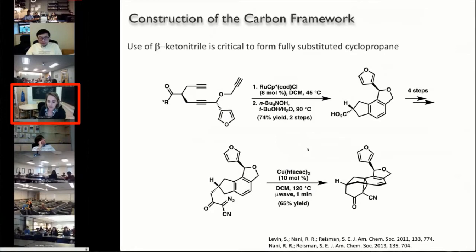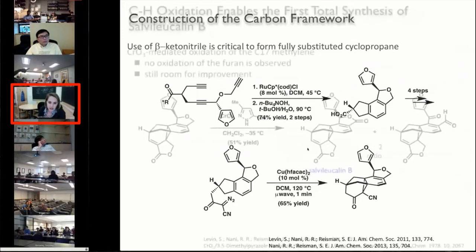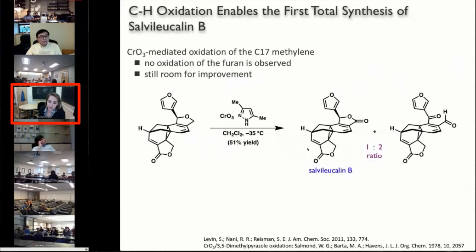And I'll just point out that we're forming here a fully substituted cyclopropane, which was something for which there was essentially no precedent. And in order to achieve that cyclopropanation, it was important that we had this beta-ketonitrile as our diazo group. So we were able to solve these problems, but that left us, for the end, to think about the CH oxidation.